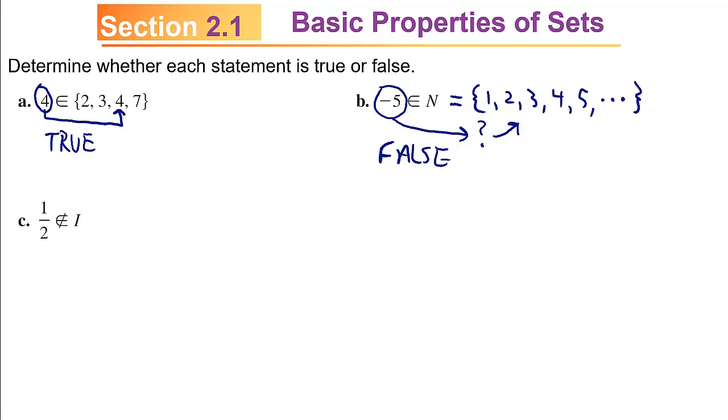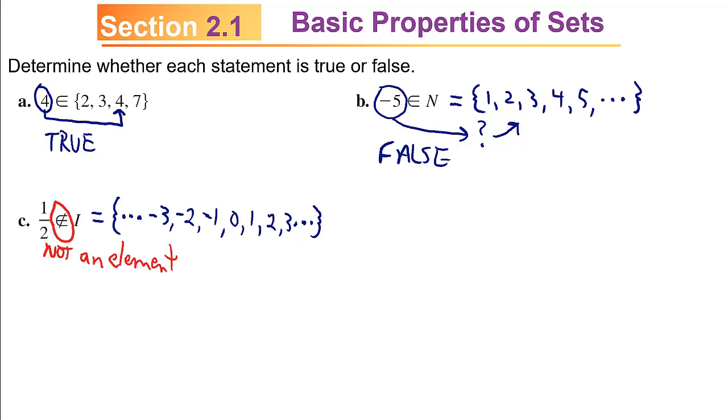C says 1/2 is not an element of the set of integers. Remember, the integers have 0, and then to the right the counting numbers, and to the left the negatives of the counting numbers. 1/2 is not in there at all. If you look, there is no 1/2 in there, so it's true that it's not an element. Got to be careful, that symbol says not an element of, so it's true that 1/2 is not an integer.